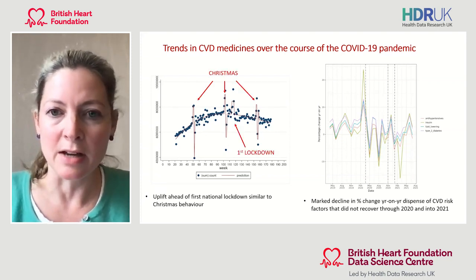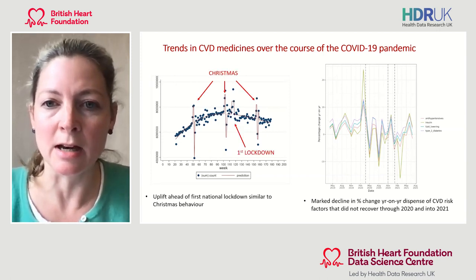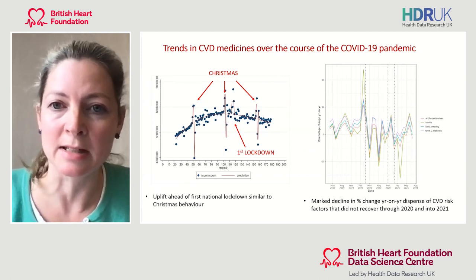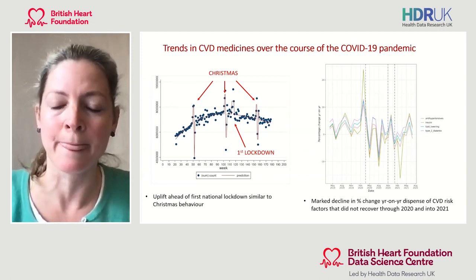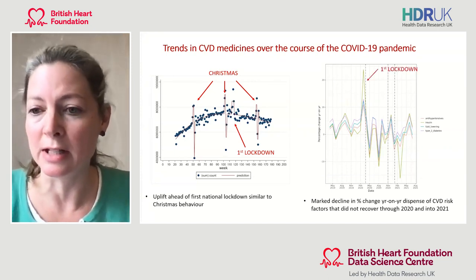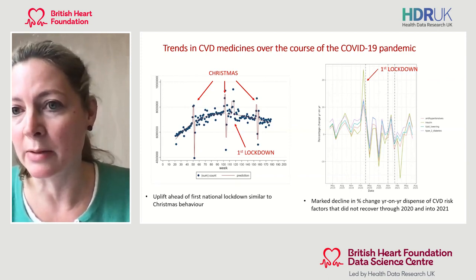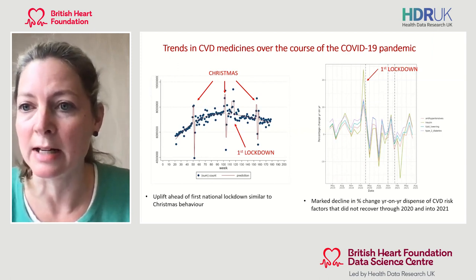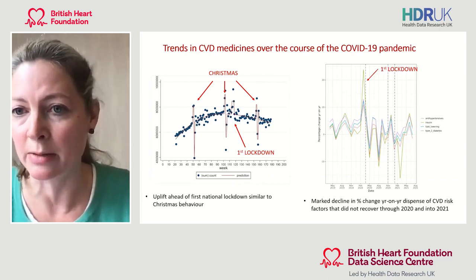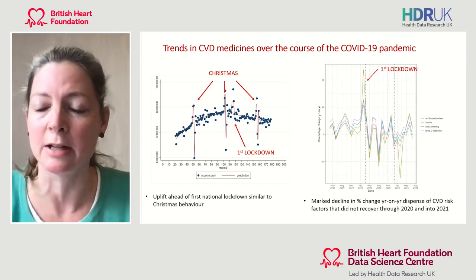So looking first at the left-hand chart, we can see that ahead of the first national lockdown, we see a clear uplift in the prescription of CVD medications, which is similar to the pattern that we commonly see ahead of Christmas every year. Now, when we consider that same uplift on the right-hand figure, you can see that that uplift differed according to CVD risk factor, and that some CVD risk factors, in particular, we can see indicated by the green line, insulin, saw even more marked increases. And for example, insulin was up 24% in March 2020 compared to the previous year.